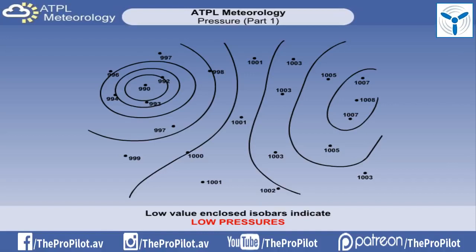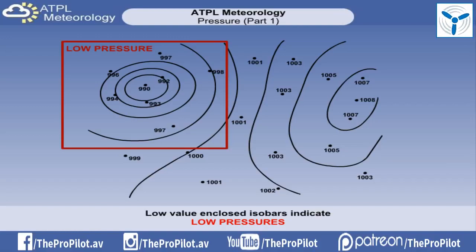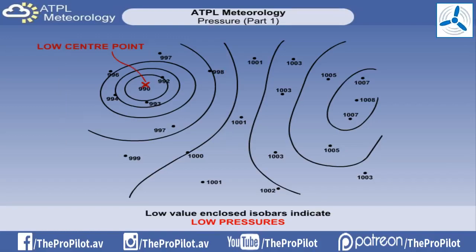Lower value isobars indicate a low pressure. A concentric low value enclosed isobar shows the lowest pressure and reveals the center point. These systems can range from tens of nautical miles wide to hundreds and even 1,000 miles wide. Note though that the spacing between the isobars in the low can be smaller than those found around high pressures. This means that the pressure gradient, or the change in pressure with distance, can be greater within a low pressure system than in a high pressure system.